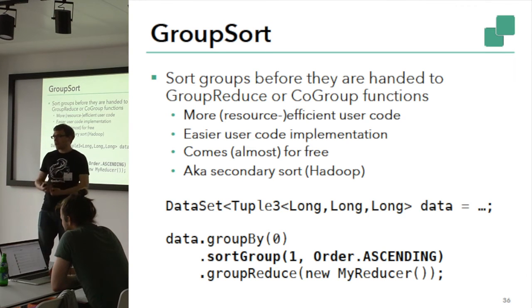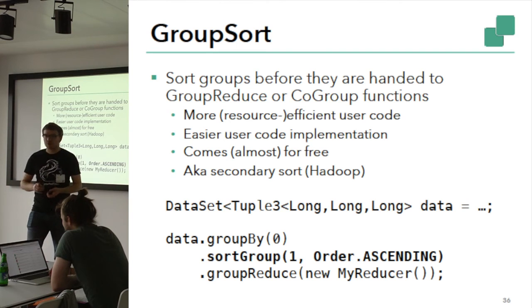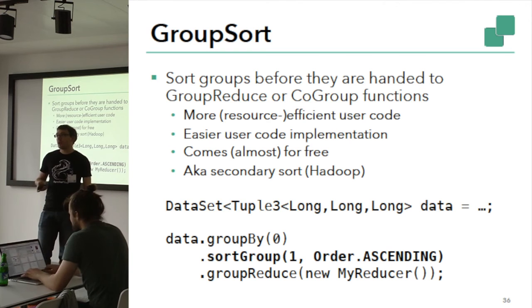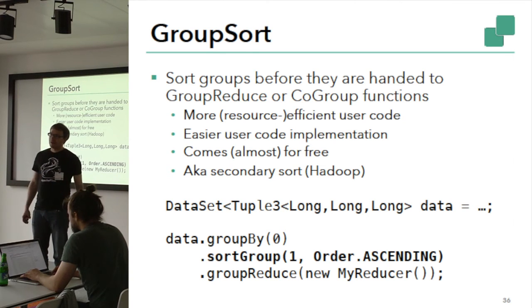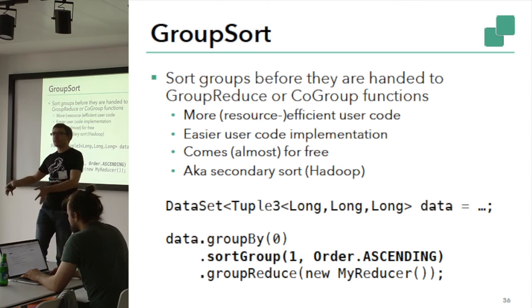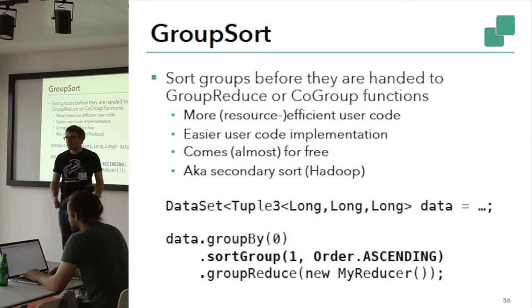So in some cases that can make your user code easier to read and also more efficient because you don't need to first materialize all the data in memory. And the good story is it's almost for free. Since we sort the data anyways, just adding one more field to the sort is usually not such a big deal. We sort the data for the grouping anyways. Just adding another field for sorting the elements within a group is usually quite cheap.